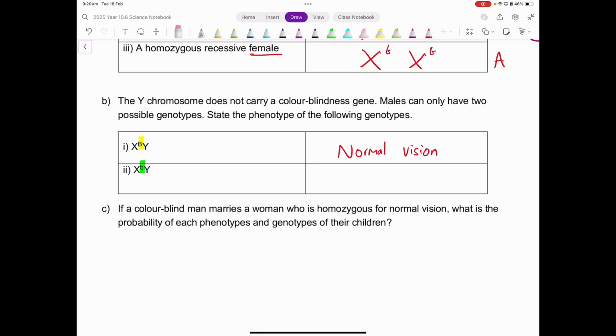You could write unaffected, but then what's the trait? You need to be specific. Right? So in our next one, the male is affected, so we would write red-green colourblind.